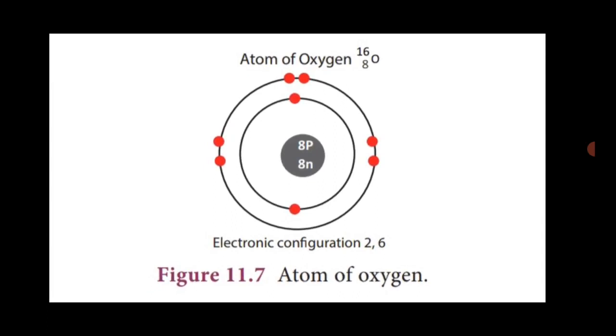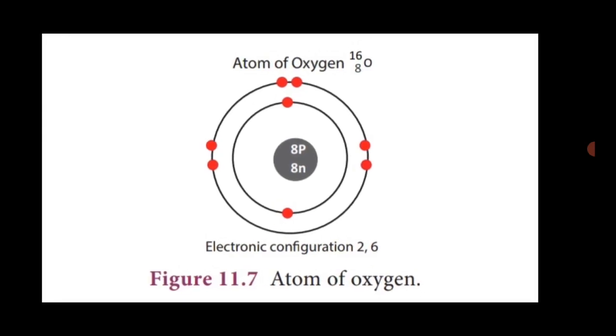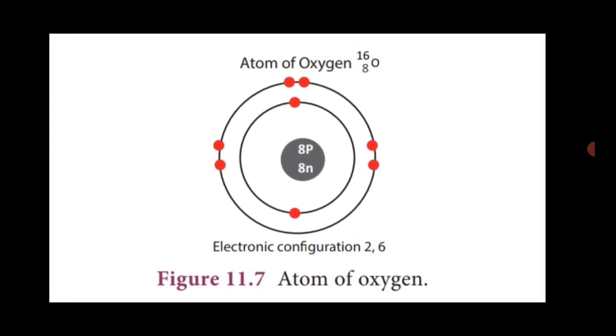Another shell. The next shell after the K shell is followed by the L shell. L shell contains 6 electrons. The remaining 6 red dots represent electrons. 6 L electrons. This is the geometrical structure of the oxygen atom. The center, the nucleus, contains protons and neutrons.